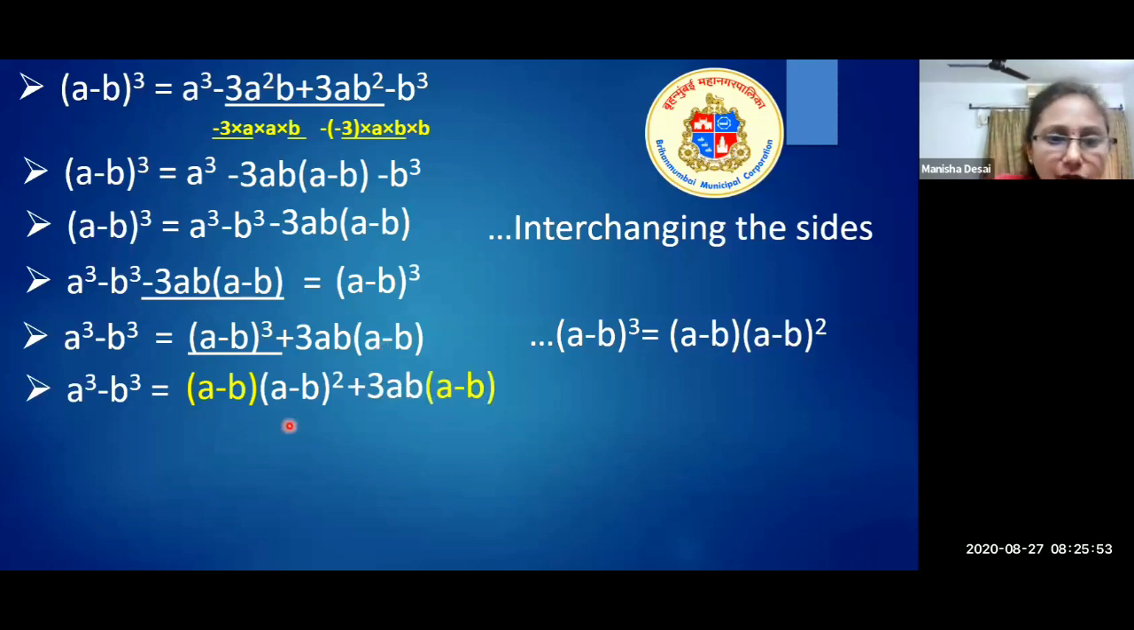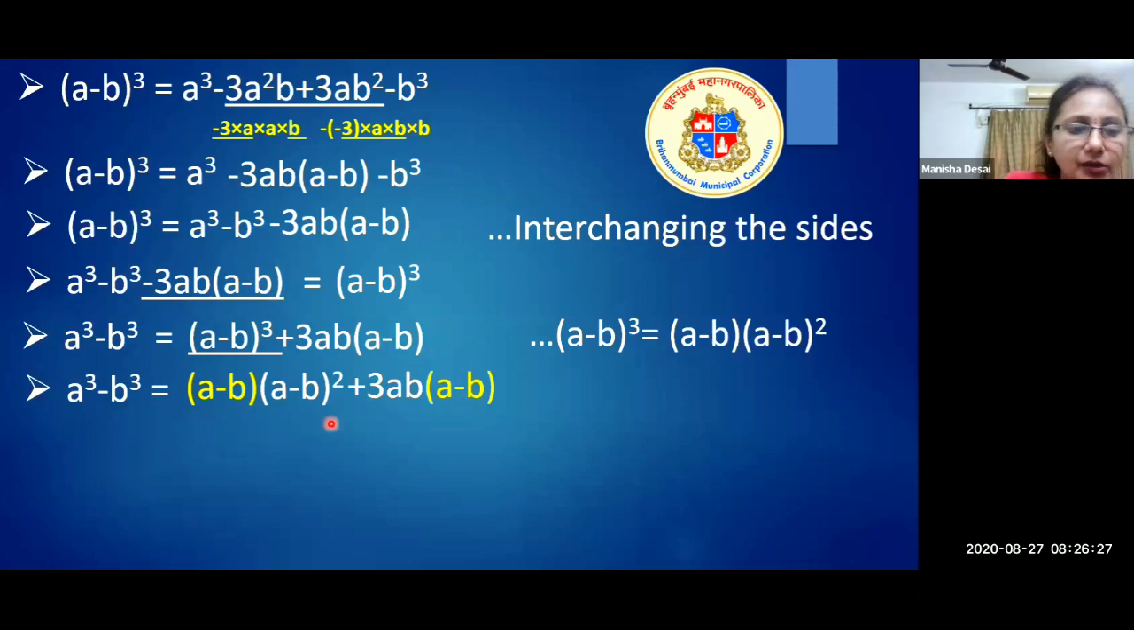Now you observe these are the two terms. The first term is a minus b into bracket a minus b the whole square, and our second term is 3ab into bracket a minus b. If you observe it properly, I have highlighted a minus b with the yellow color. Why? Because they are the common factors. So we are going to write this common factor outside the bracket, and inside the bracket we are going to write the uncommon factors, and the uncommon factors are a minus b the whole square plus 3ab.